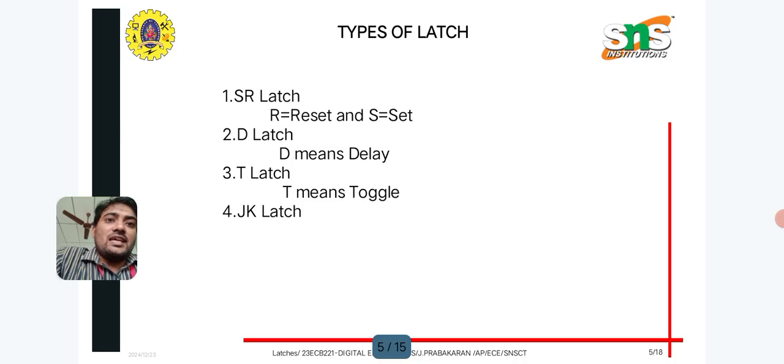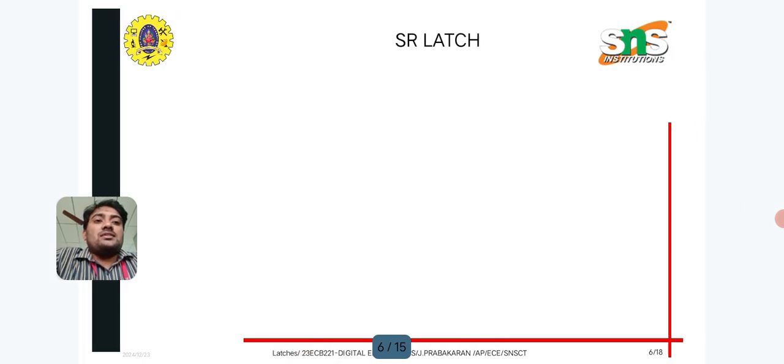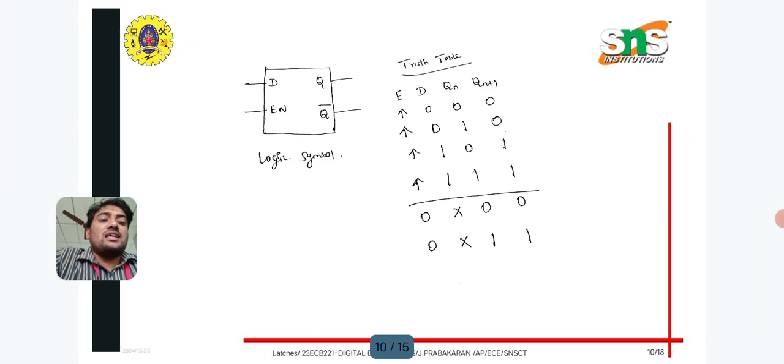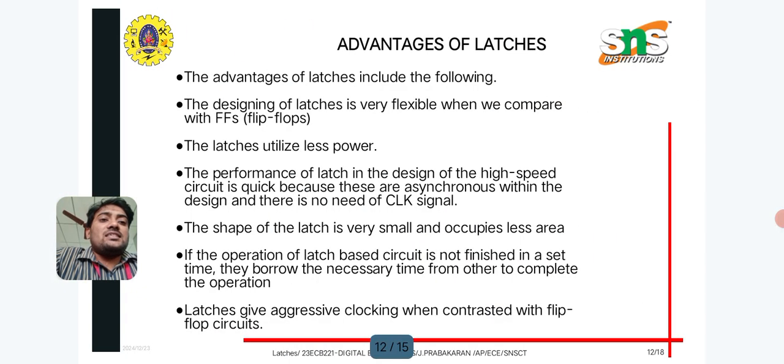This is the JK latch. And then the T latch, where the inputs are the toggle input, that means T, and enable E, with outputs Q and Q bar. Operation: T equal to 1, Q toggles its state when enable E equal to 1. T equal to 0, Q retains its state. And then this is the circuit diagram and this is the truth table of the SR latch, then the D latch, all those things we have discussed.